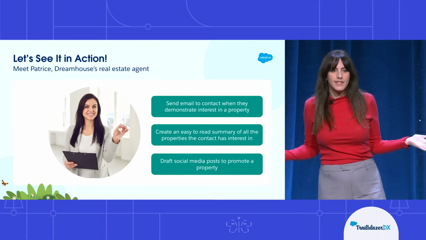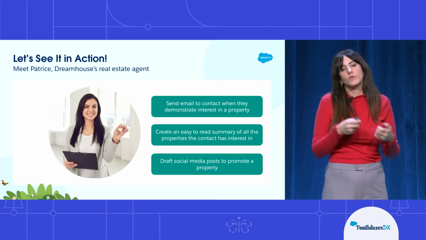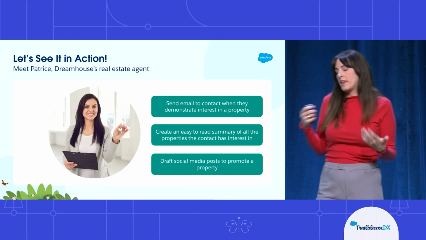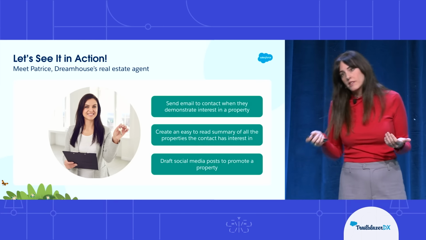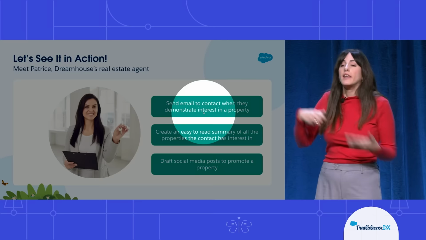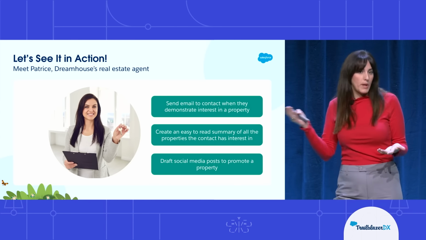Great. So let's see this in action. I want to introduce you to Patrice. Patrice is a real estate agent who is working for Greenhouse, which is one of our sample apps that represents a fictitious real estate company. Patrice is going to use our Einstein generative AI capabilities to interact with her customers. When customers have interest in a specific property that Patrice is selling, Patrice can log that in the system and can take some actions. One of the actions that she can take is to send an email to that contact, summarizing the information of the property that person has interest in.